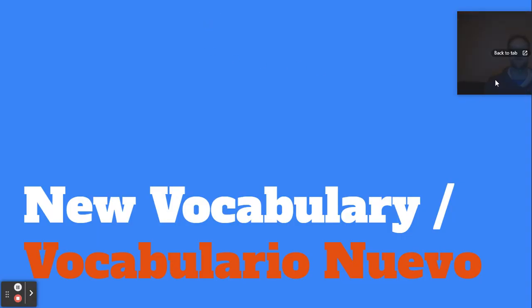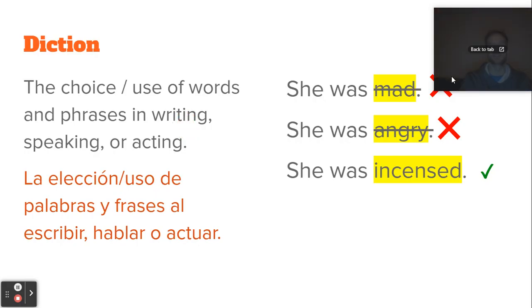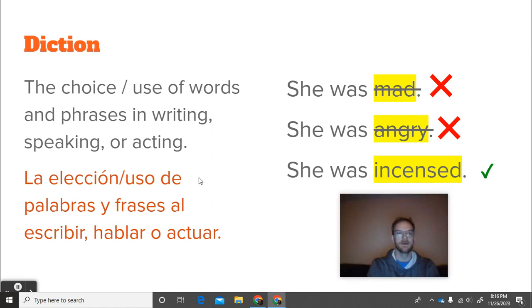Some new vocab for us, too. And these terms I'll spend a little more time with because you haven't maybe seen them before. So we have diction. Diction is the choice or the use of words and phrases in speaking, writing, or acting. So diction is the way the author chooses their words.